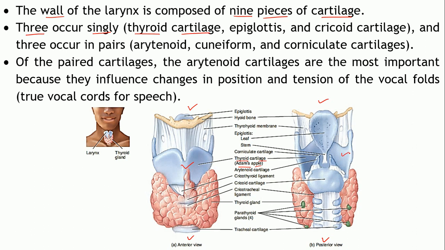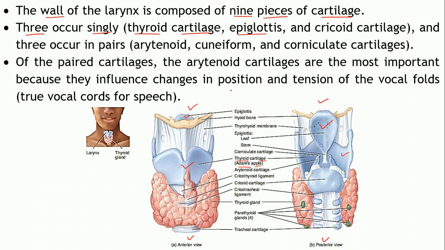Okay, and the next one which occurs singly is the epiglottis. That's the epiglottis, the leaf-like structure. As you can see, it is located in the posterior aspects, right? So from the anterior view, only the top portion can be seen.